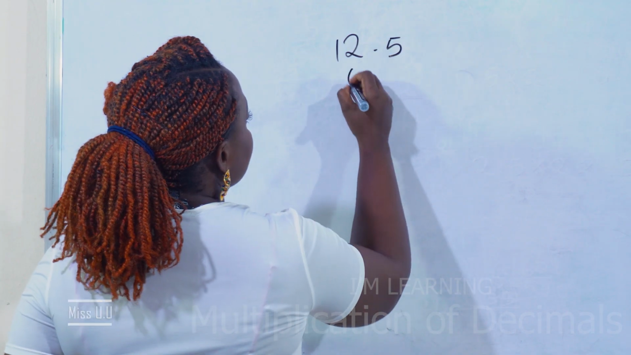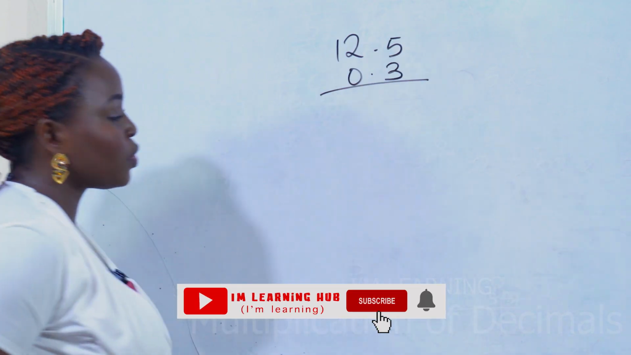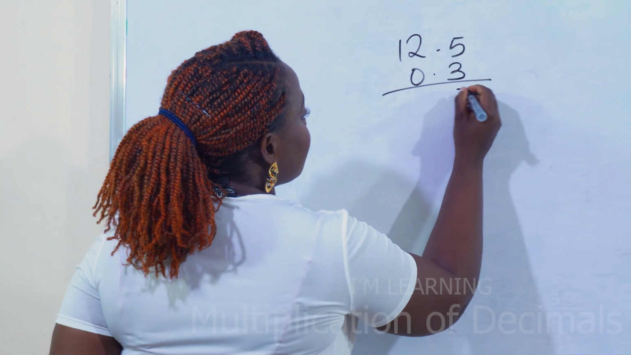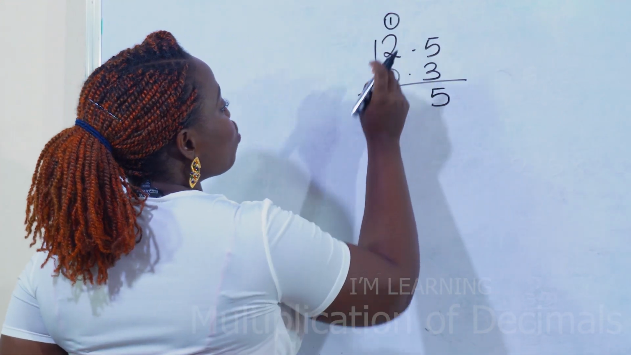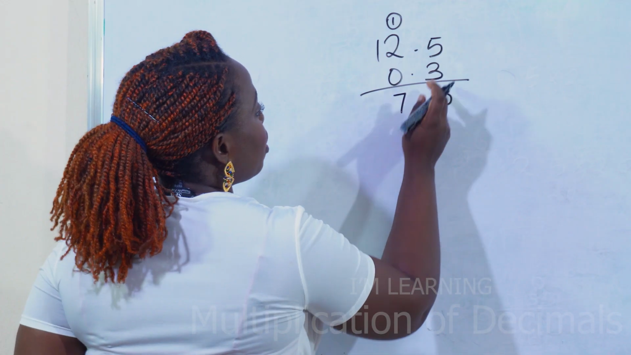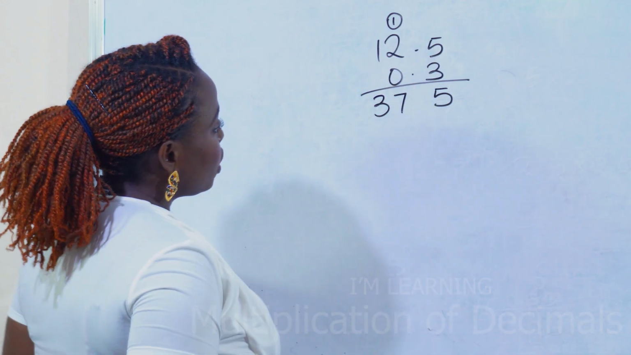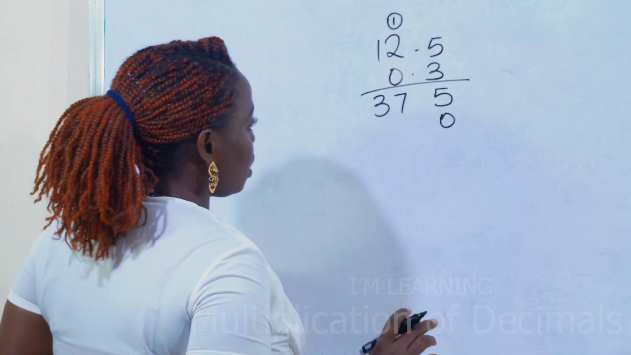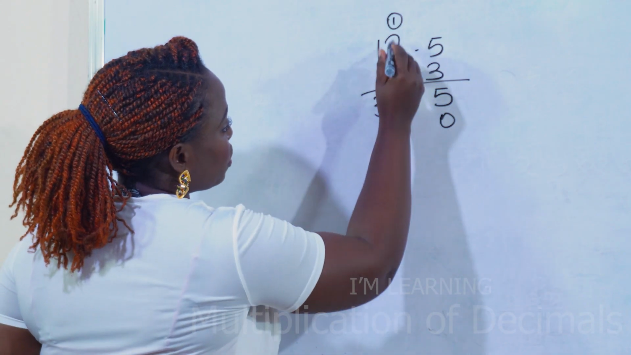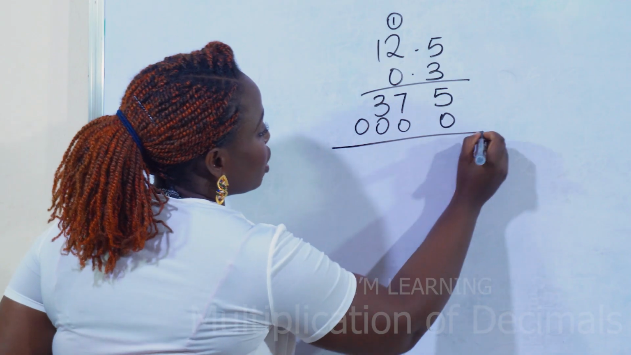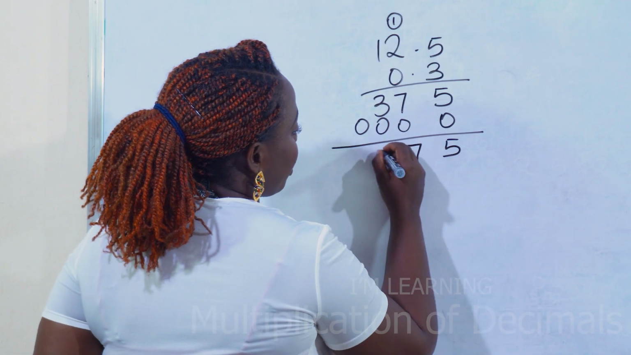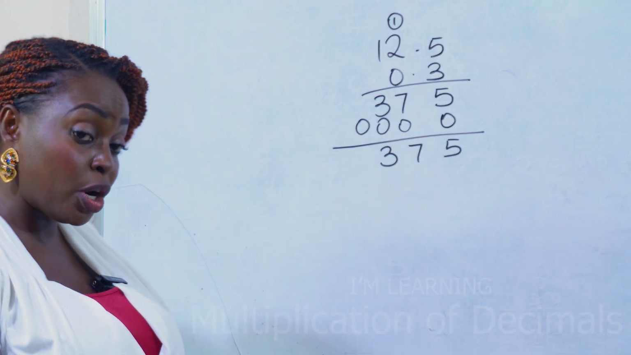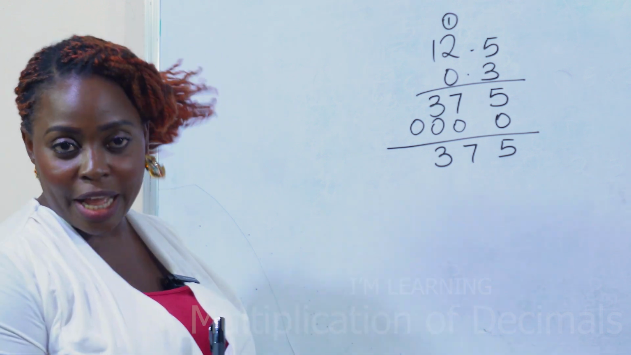12.5 times 0.3. Now let's look at this. Remember, ignore the decimal points and do your multiplication. 3 times 5 is 15. 5, I'll carry 1. 3 times 2 is 6. 6 plus 1 is 7. 3 times 1 is 3. Now, let's look at this. 0. Put a placeholder here and then multiply. 0 times 5 is 0. 0 times 2 is 0. 0 times 1 is 0. Now, even if we add this up, I'm going to end up with 375.